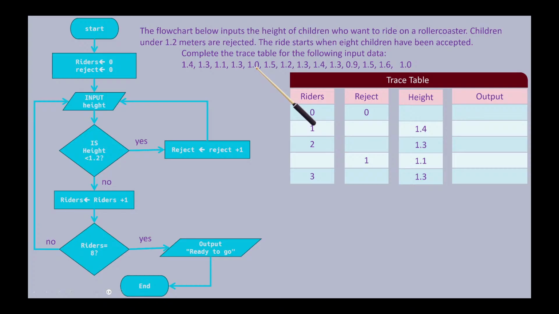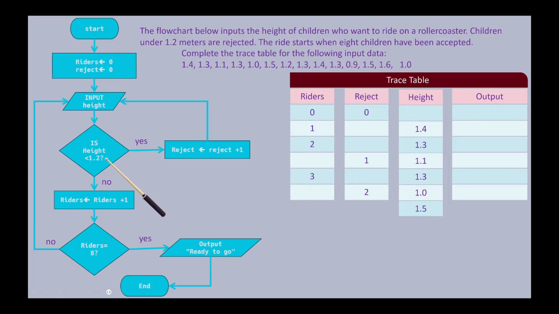Next height is what? 1.0. 1.0 is what? Less than 1.2, so it goes to reject here. And we add 1 to the value of reject. So reject will become 2 and nothing here and nothing here. Okay, again, we come back here, ask the user to input the height. Next height is 1.5. Okay, so we add 1.5 here.